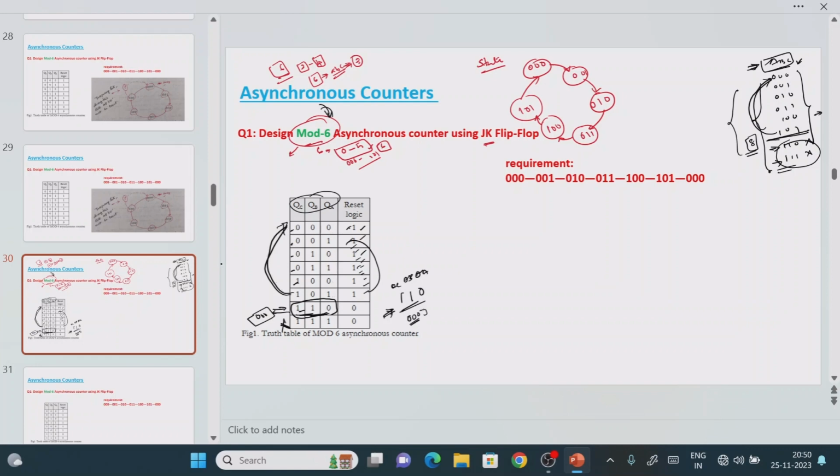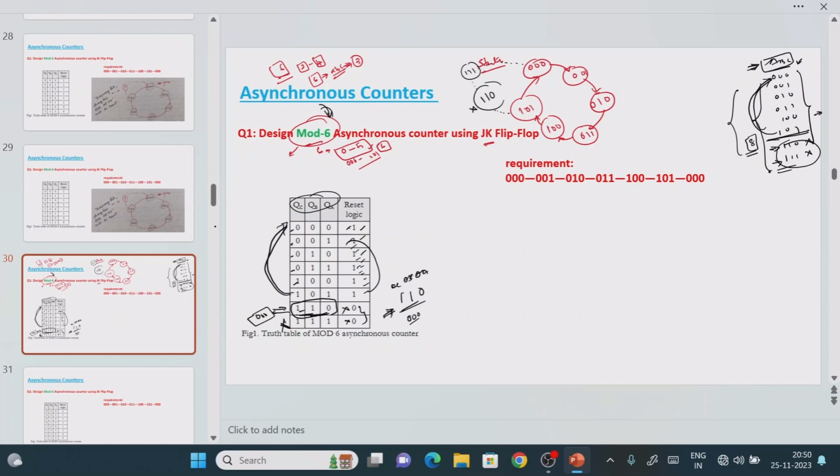If it is MOD-8, it is okay, no problem, nothing will happen. But MOD-6 means here we will be getting the problem. This needs to be stopped. It means that after 101, 110 should not occur, right? If 110 is not coming, it will not go to 11, right? If 110 is coming, then only we will go to 11, right? Then we will go to 00, right?